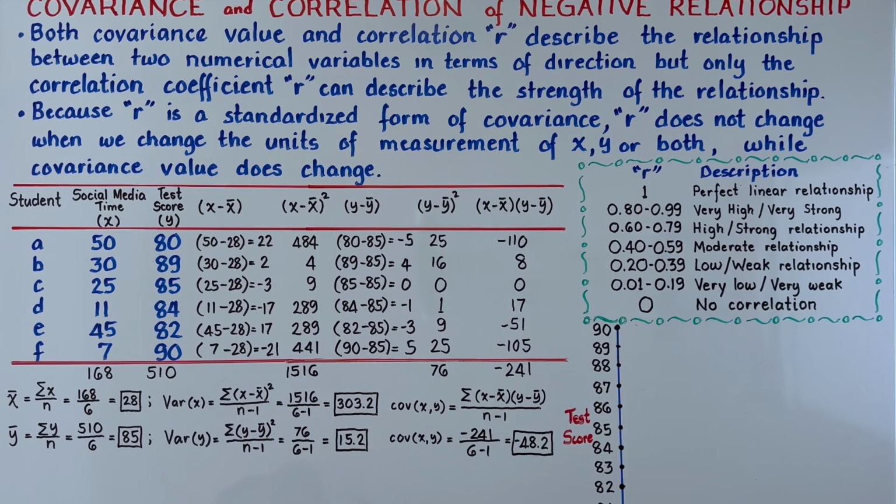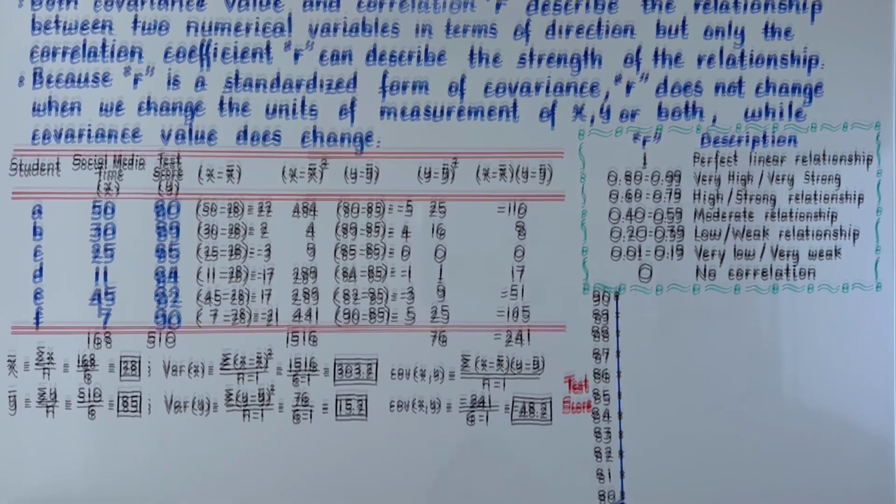But this 48 has no bearing, no meaning, which means that it doesn't give you the strength of the relationship. So it does not mean that if you've got a bigger number, the stronger the relationship.